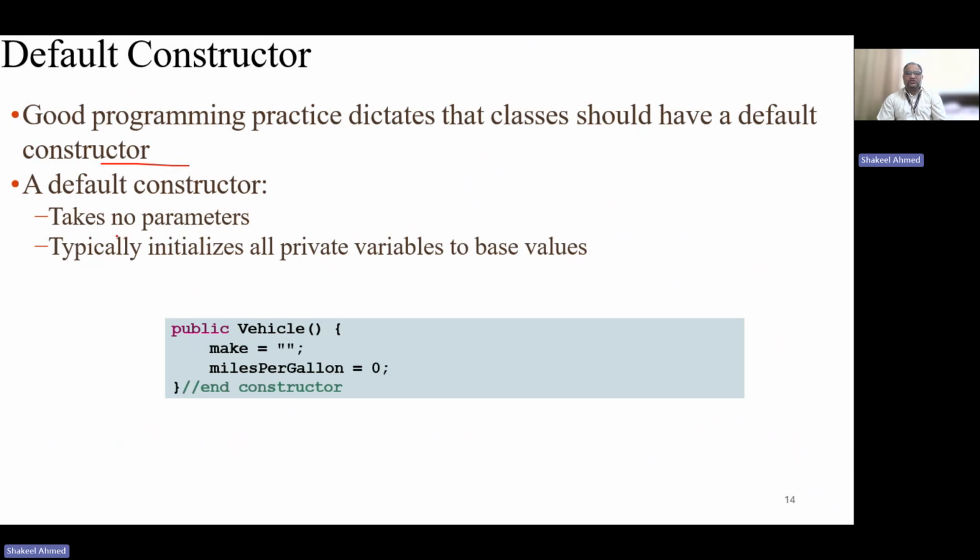A default constructor has no arguments. This is just like a revision of what I told you now, and it typically initializes all private variables to the base values. So you can see here that we have a constructor called Vehicle, and this is public. There are no parameters here. So there is make and miles per gallon, which are assigned null values. And here it is string, so it is null. If you don't create it, it will automatically take the default values.